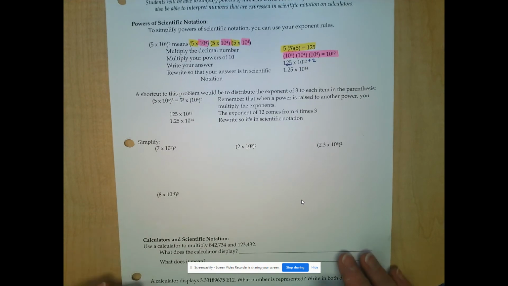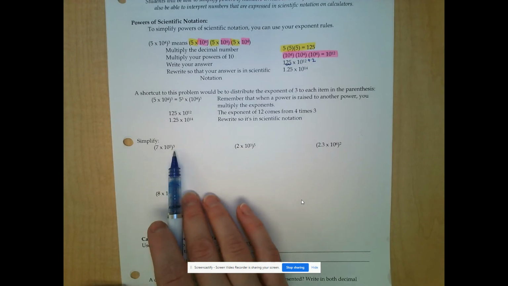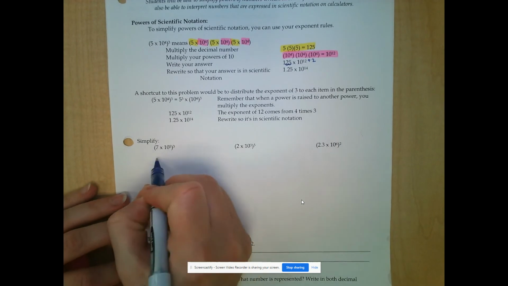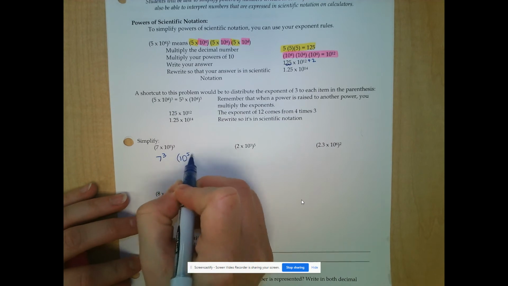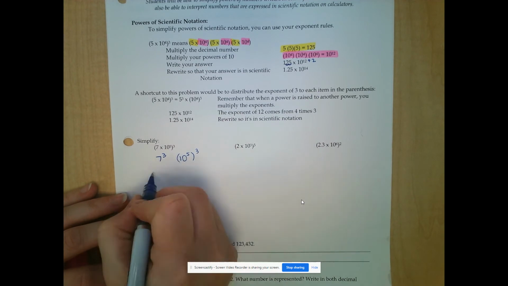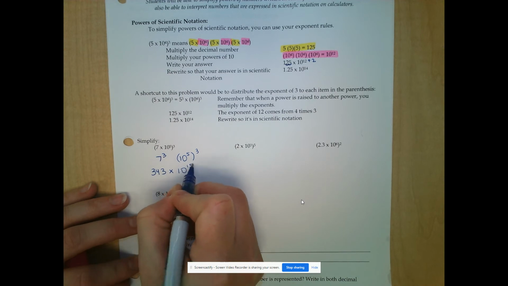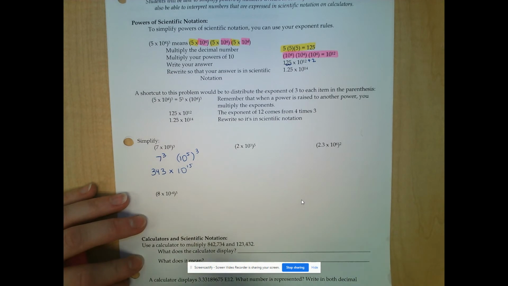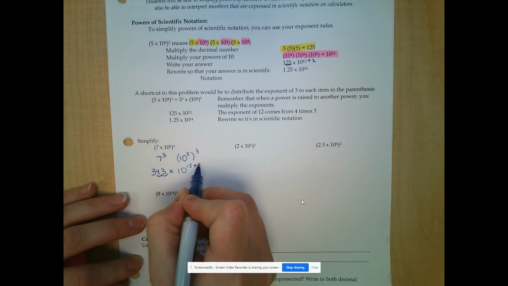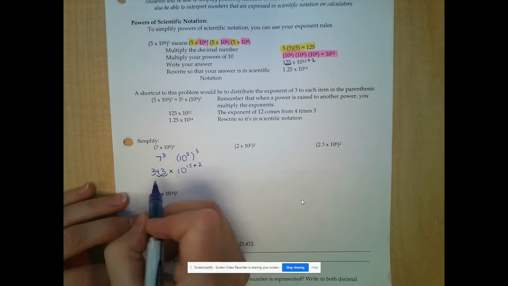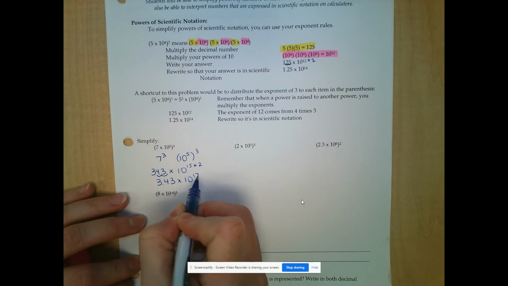So let's do a couple of them live. 7 times 10 to the fifth, and all of that is raised to the third. So we've got to do 7 to the third, and we've got to do 10 to the fifth to the third. So we're going to have 343 times 10 to the 15th. Only problem, 343 is too big. It needs to be 2 powers of 10 smaller. So our exponent, 2 powers of 10 larger, 3.43 times 10 to the 17th.